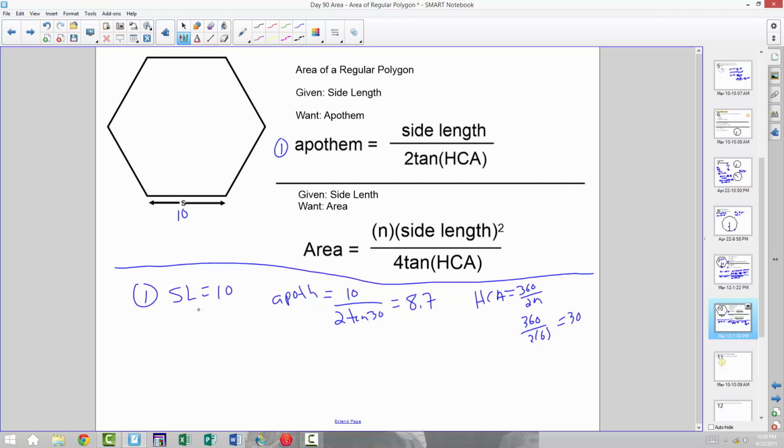So we were given the side length of 10, and we wanted the apothem. The apothem is, I'll draw it in here for you, the segment that goes from the center to a side that's perpendicular. So if the side length was 10, the apothem will be about 8.7.